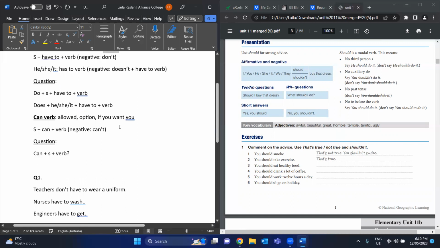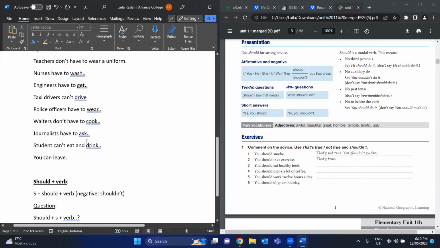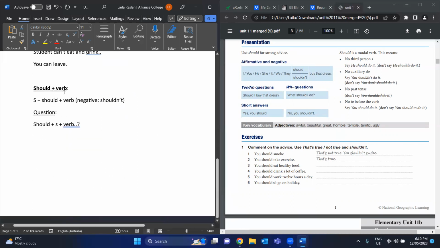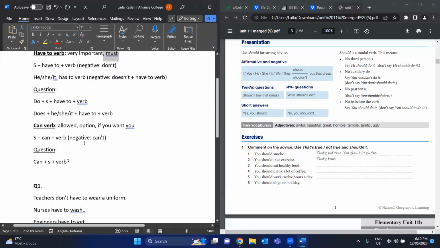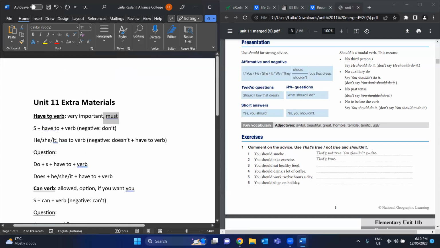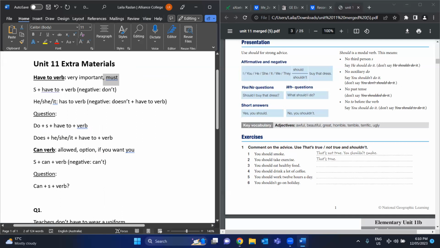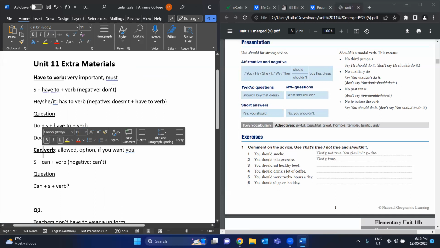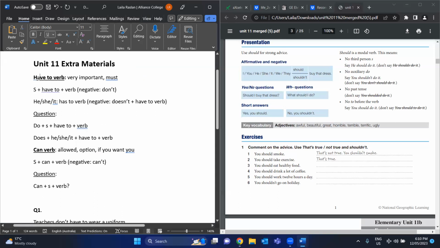Okay, let's look at should. So we've got some practice before the test. Should verb. So just remember, I'm going to go back to have to for a second. I'm hearing a lot of people add to after can. There's no to. It's just can verb. You can't break that rule. There's no can to verb. And have must have the to. Have to verb. So you just have to remember that rule. Have to verb, can verb.